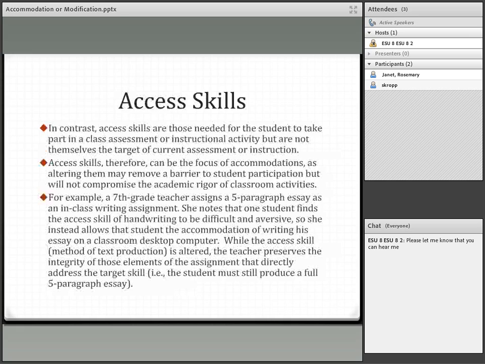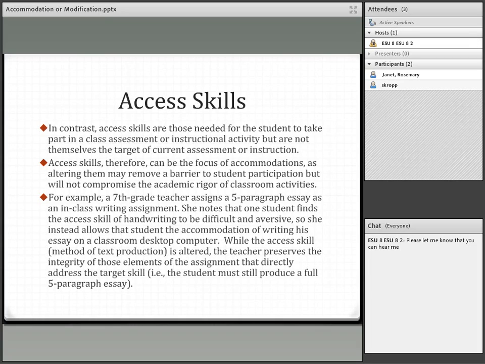So on the other side, we have access skills. Access skills are those needed for the student to take part in a class or assignment or instructional activity, but are not themselves the target of the instruction. Access skills can be the focus of accommodations because altering these might remove the barrier to participation, but will not compromise what's in the classroom and the academic rigor of the activities.